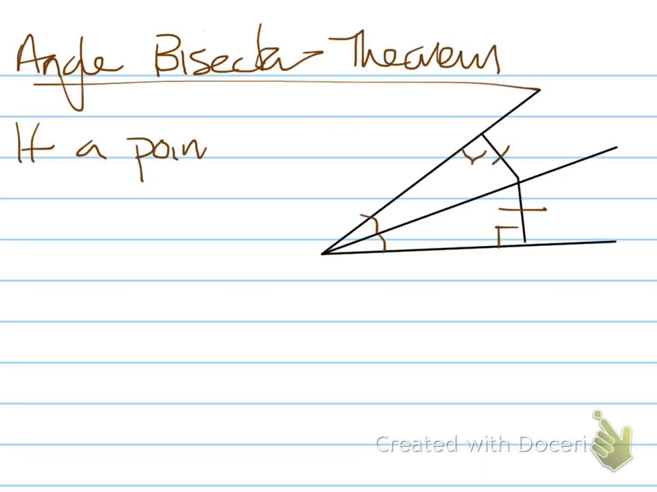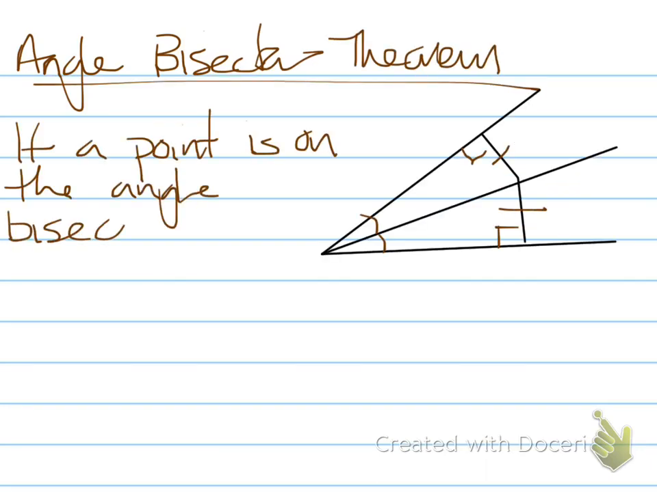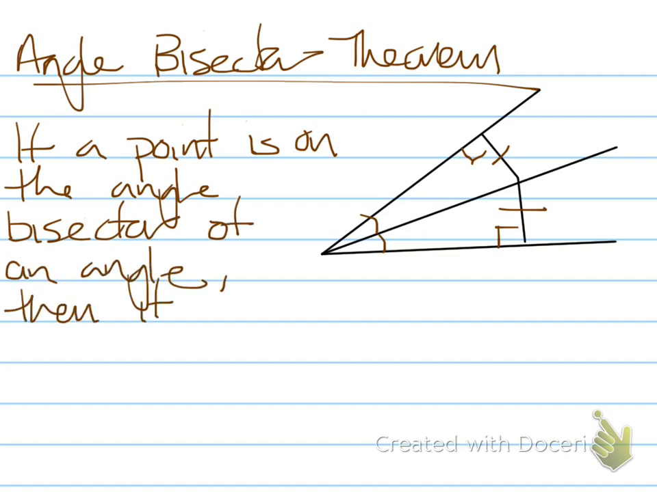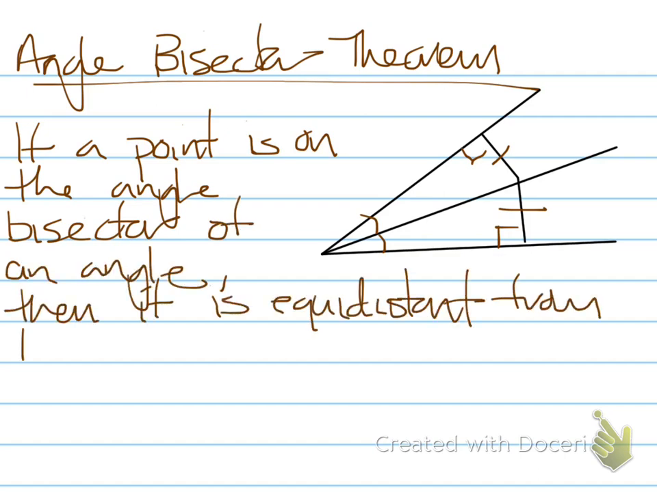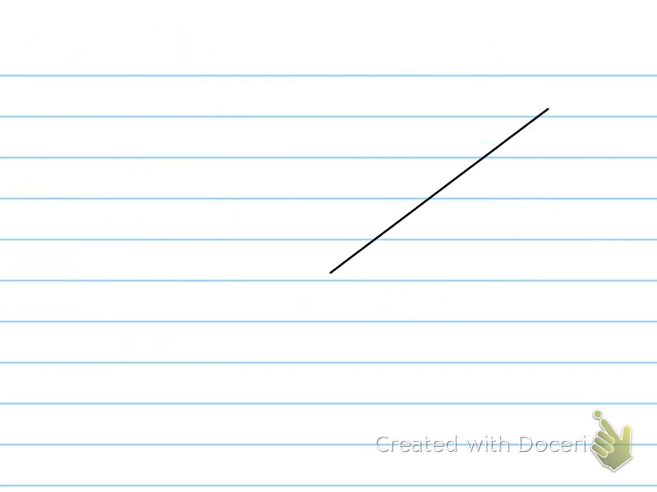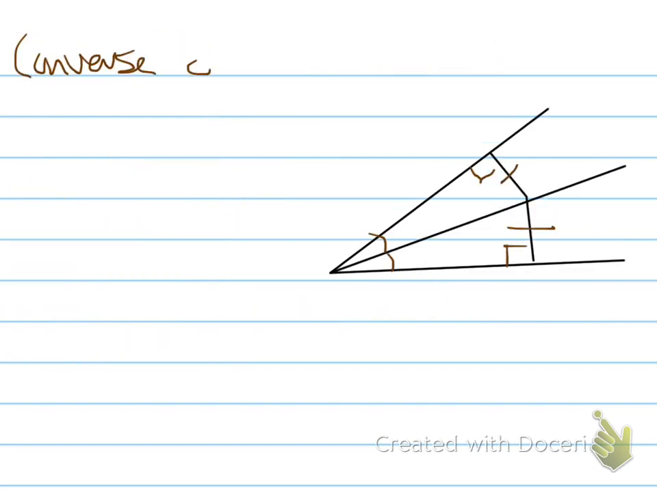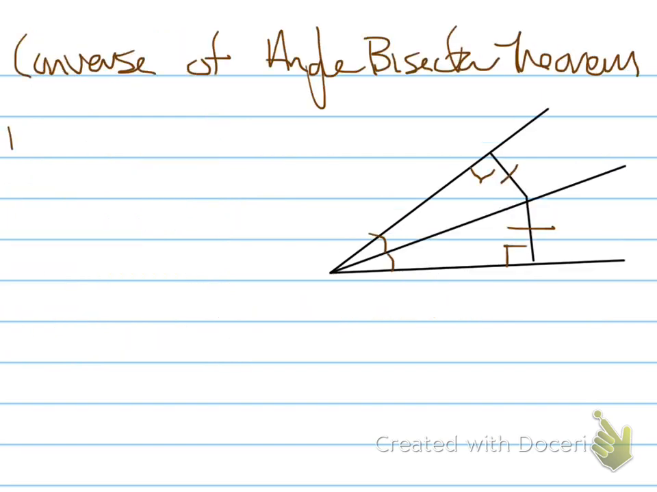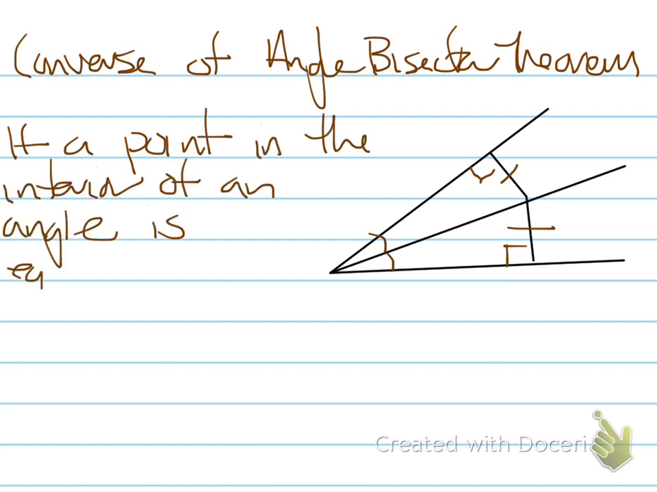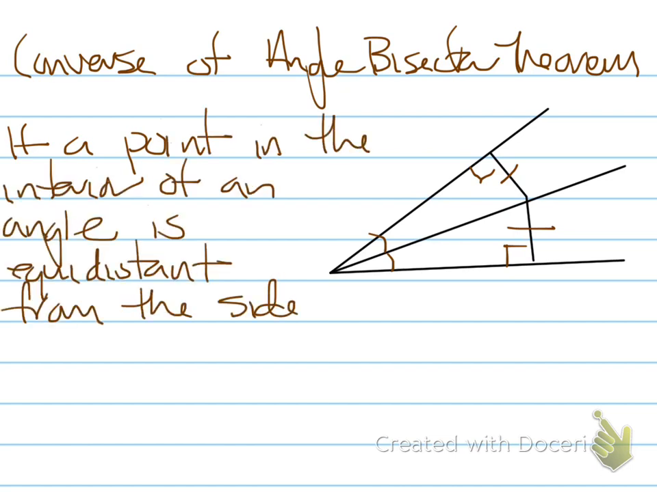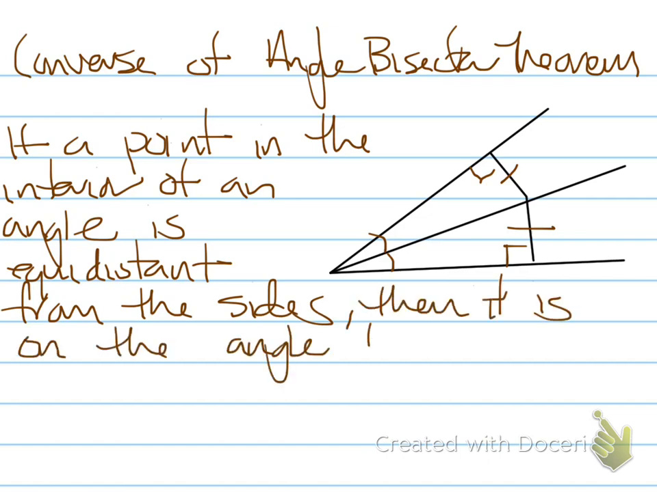The angle bisector theorem says that if a point is on the angle bisector, then it is equidistant from both sides of the angle. And the converse of that would suggest that if a point is equidistant from both sides of an angle, then that point is on the angle bisector.